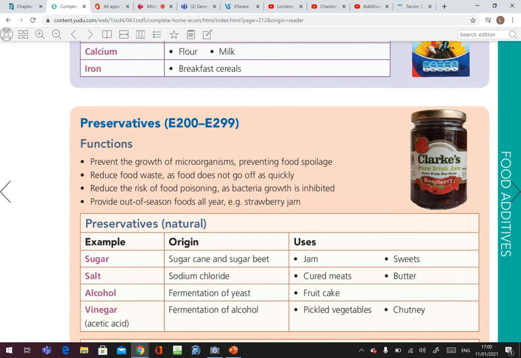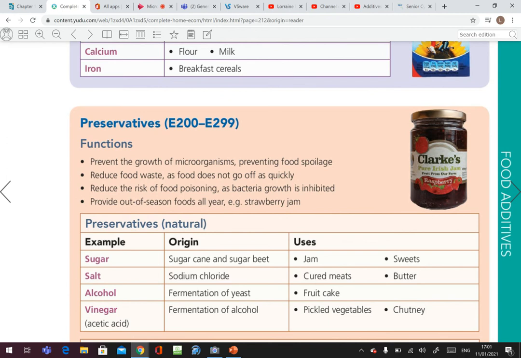So why do we need them in foods? You can underline this: it prevents the growth of microorganisms, and in turn it prevents food spoilage. The next point ties in completely: it reduces food waste, and that's something we really need to strive towards. Because of preservatives, food doesn't go off so quickly. It reduces your risk of food poisoning because bacterial growth is inhibited or stopped. There's so much sugar in jam, bacteria can't survive. There's so much salt in foods like bacon, it stops bacteria and other microorganisms from growing.